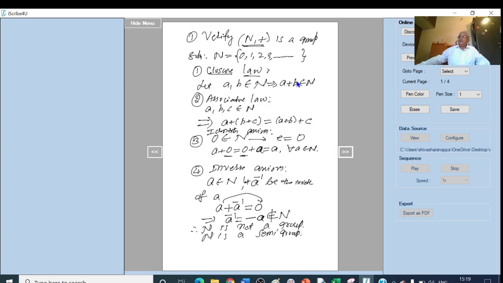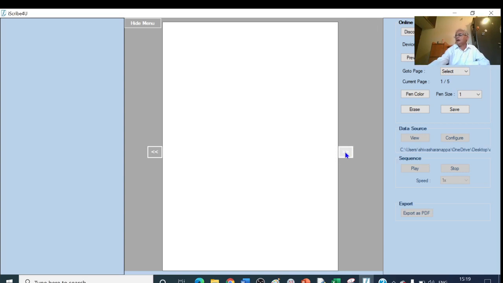Next I will go to another example, the second example, Z comma plus. We verify whether this Z comma plus is a group or not. What is Z? Z is equal to 0, 1, 2, 3 up to infinity, minus 1, minus 2, minus 3 up to minus infinity. This is our Z.